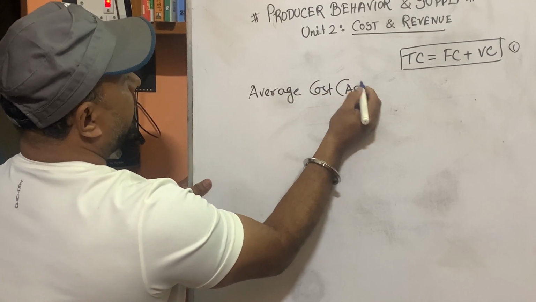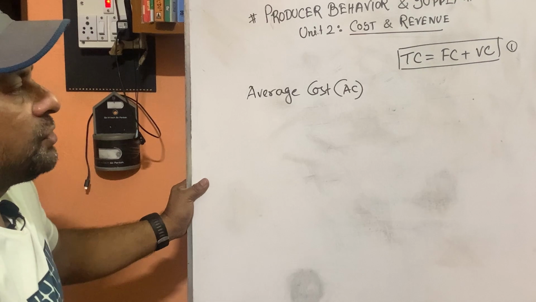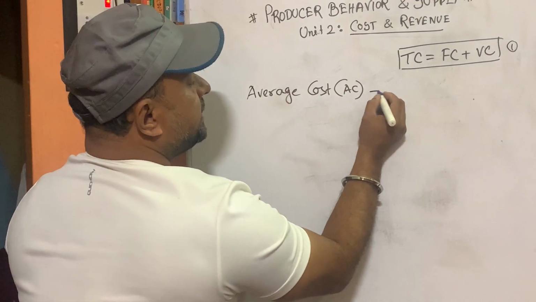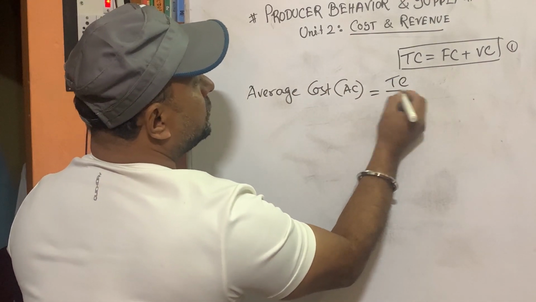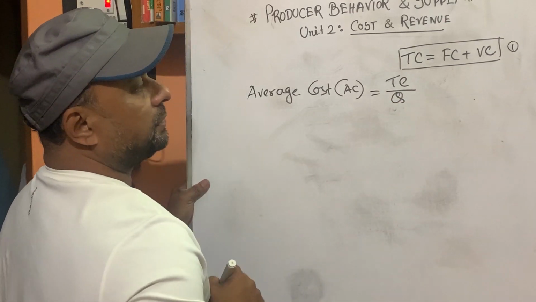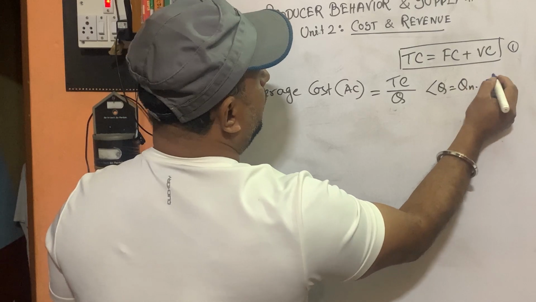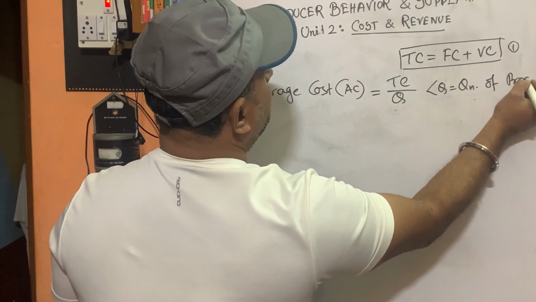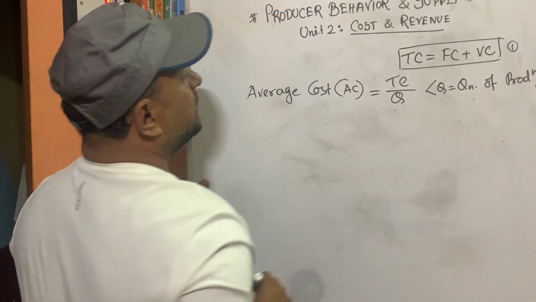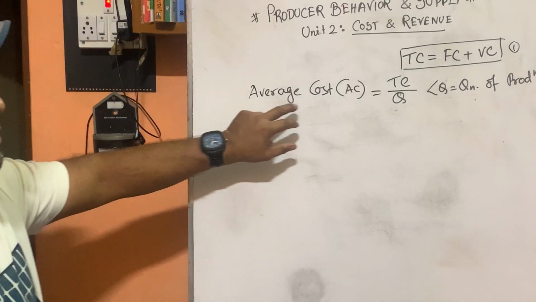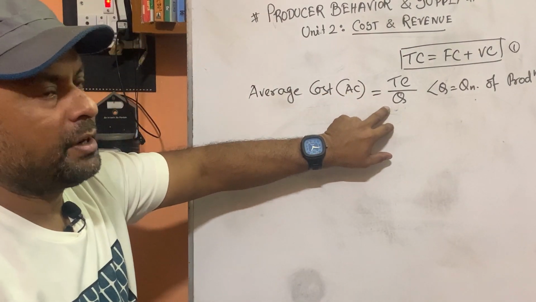In short, AC. Okay, average cost is what? Average cost is the ratio between total cost and quantity of production. Here Q means quantity of production or output. This is average cost. Average cost is the ratio between total cost and quantity of output.